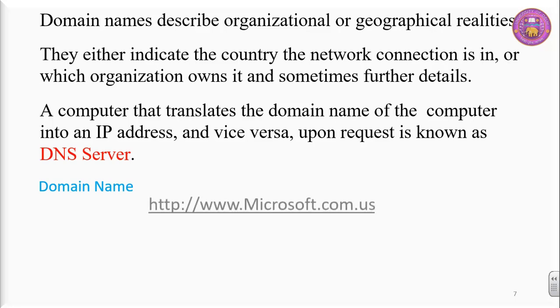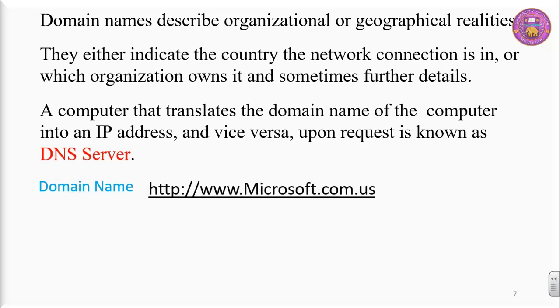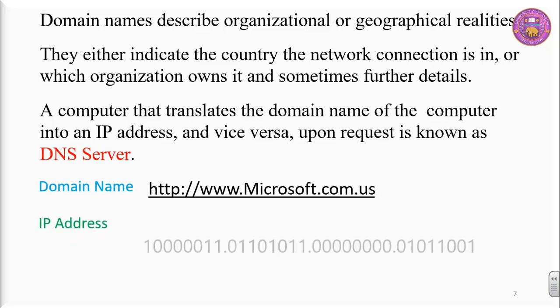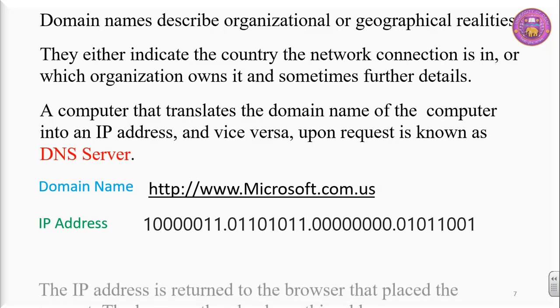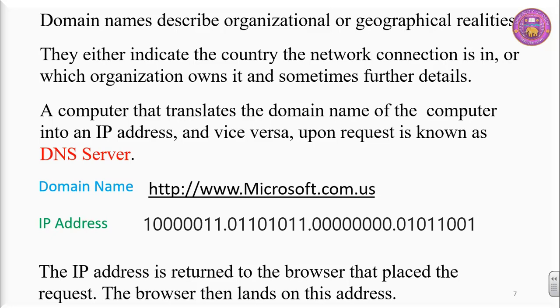Domain name is http://www.microsoft.com.us. IP address is 32 bits long address. It is in the form of 0 and 1s. The IP address is returned to the browser that placed the request. The browser then lands on this address.